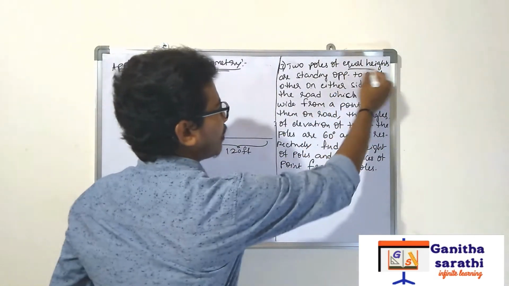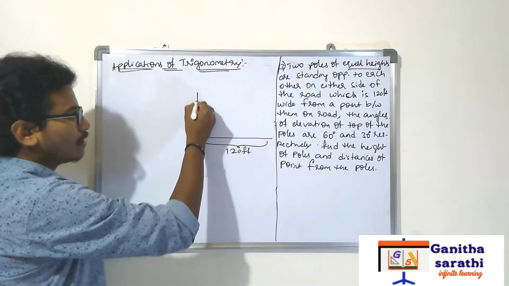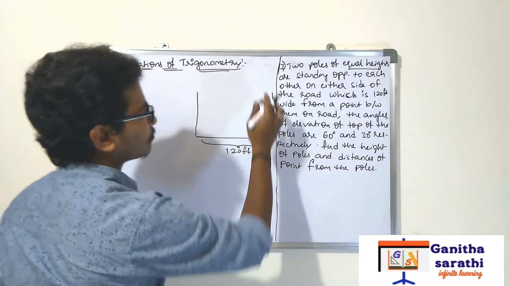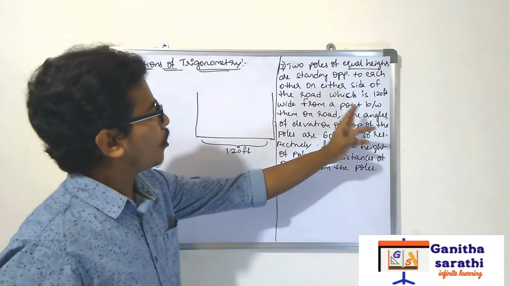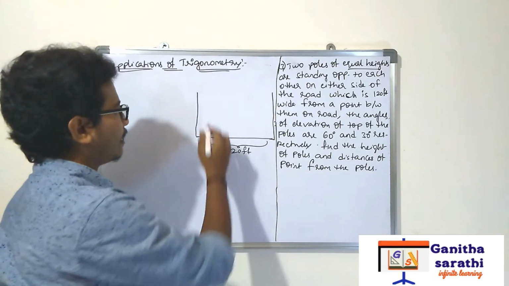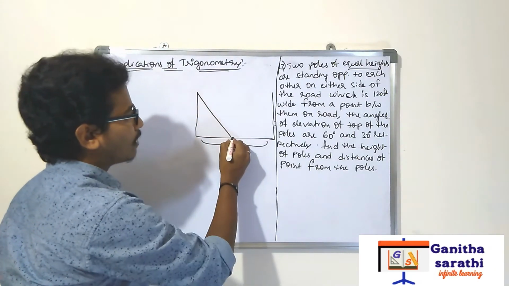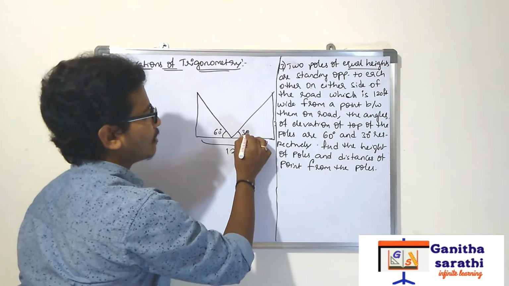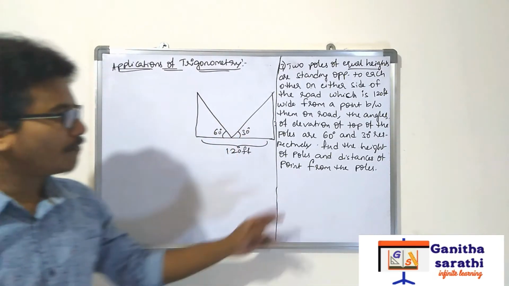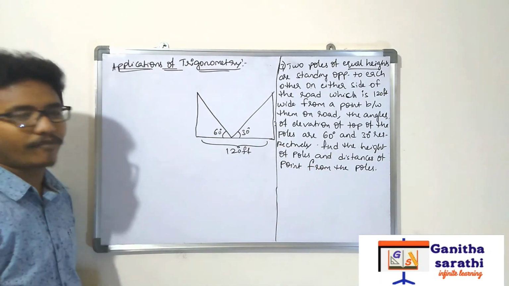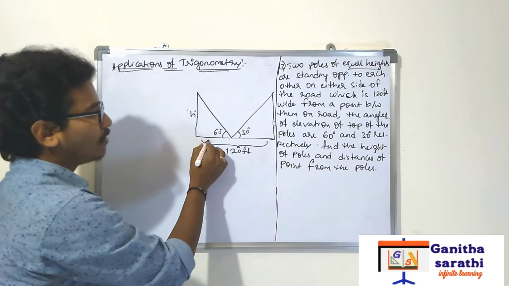So he is giving equal heights of poles, right? Equal height poles. Next, what is he saying? From a point between them on the road, the angles of elevation of the tops of the poles are 60 and 30. Take this as 60 degrees and this as 30 degrees. Now find the height of the poles and the distance of the point from the poles. We have to find the height of the pole and also this distance.